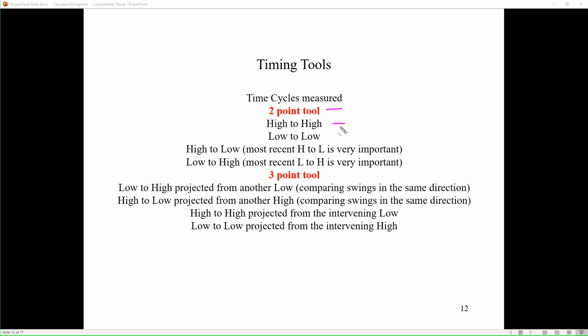That's where you're going to measure the highs to highs, the lows to lows, highs to lows, and lows to highs. And then you can use a three-pointed tool, low to high projected from another low to compare swings in the same direction, or a high to a low projected from another high, comparing swings in the same direction, a high to high projected from the intervening low, or a low to low projected from the intervening high. And we will go over all of these before we're done here.